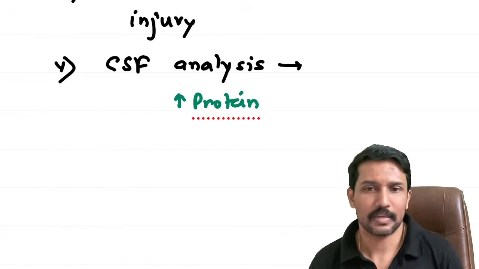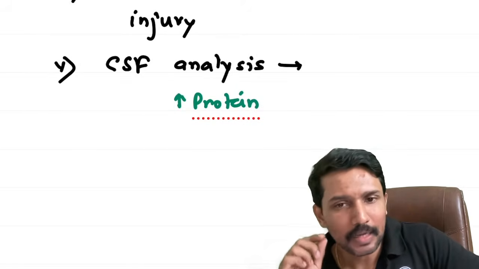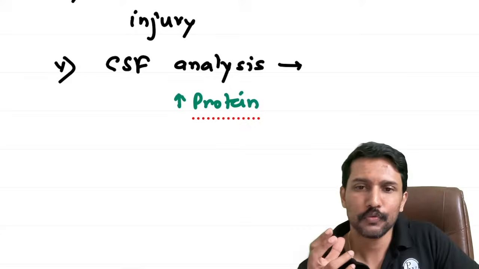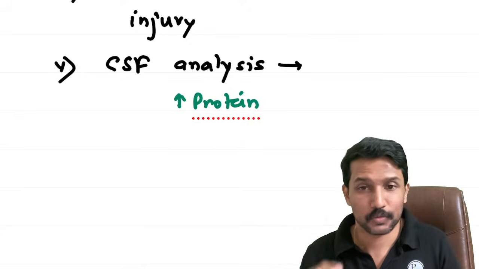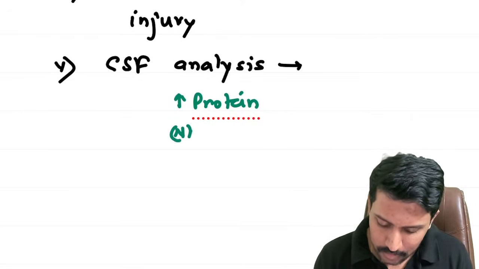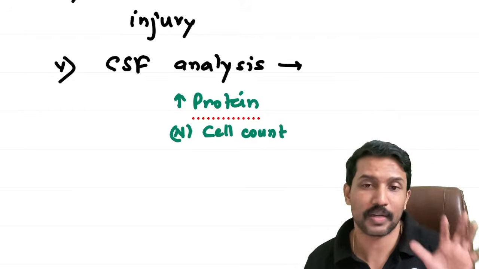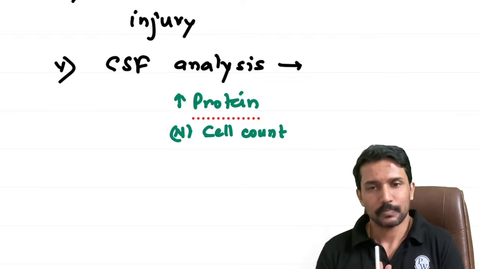CSF protein is increased. But then the damage to the neurons is done by antibody mediated injury. So there's not much of cell mediated injury involved. So cells in the CSF are not going to increase. So you will have fairly normal cell count or only minimally elevated cell count. Even if it is elevated, you're not going to get it more than 50.